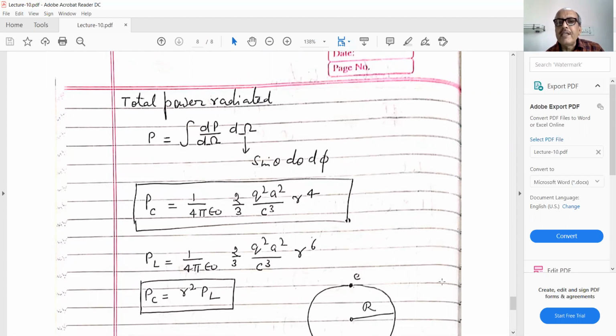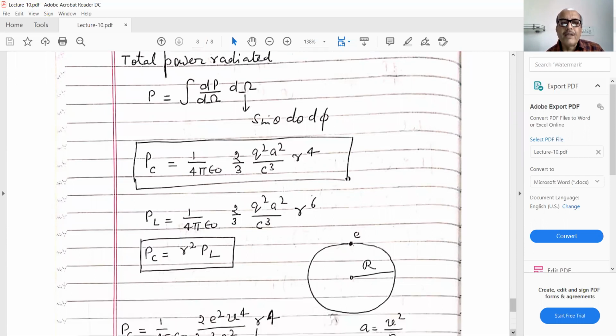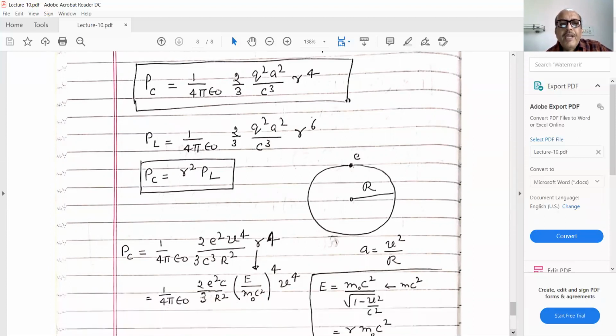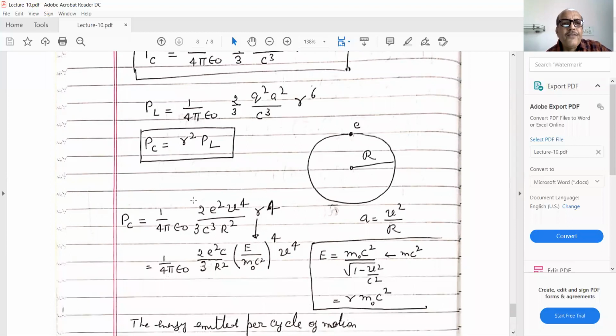If you want, you can work it out, and it will come out to be the normal formula times gamma to the power of 4. Now I again take a case of the electron, which is moving with a velocity v in an orbit of radius r. So here the formula is 1 upon 4 pi epsilon 0, 2 e square upon 3c cube, gamma to the power of 4, and then B square by R becomes B to the power 4 over R square.